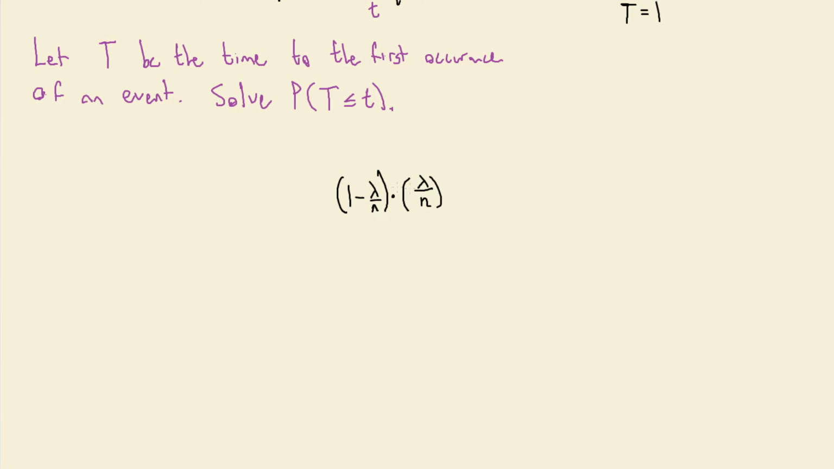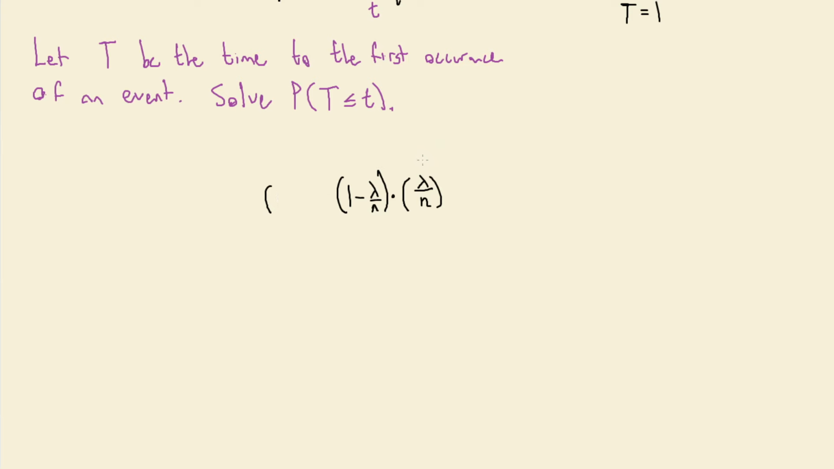And then if we wanted to find the probability of the event occurring in the third subinterval, this is just going to be the probability of the event not occurring in the first subinterval times the probability of the event not occurring in the second subinterval times the probability of the event occurring in the third subinterval. And in total, this whole expression is going to give us the probability of the third subinterval being the first occurrence of the event.